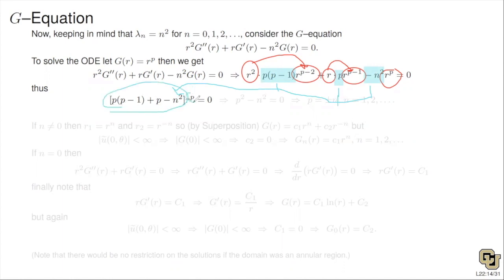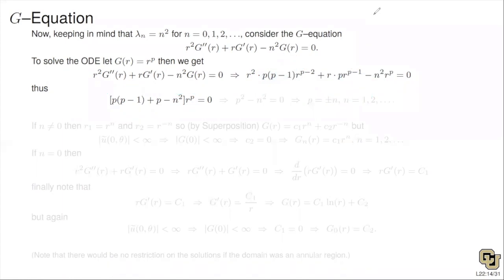And there's the R to the P that we factored out. And so we assume R to the P is not 0. Why? Well, if R to the P is 0, G of R is 0, U is 0. We get a trivial solution, and that's one of our basic assumptions of separation of variables: no trivial solutions.